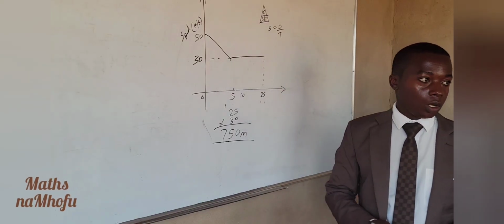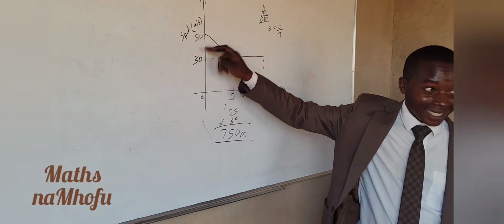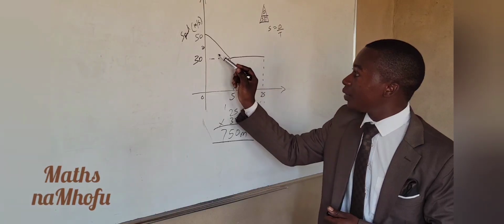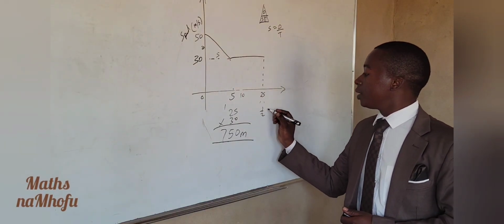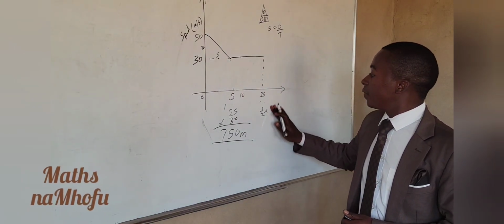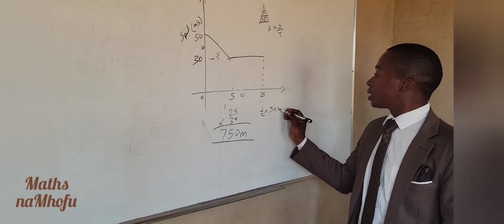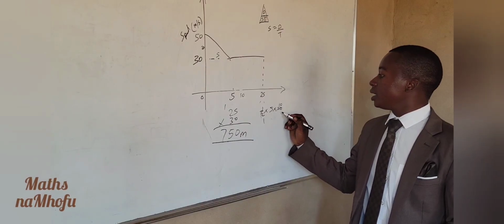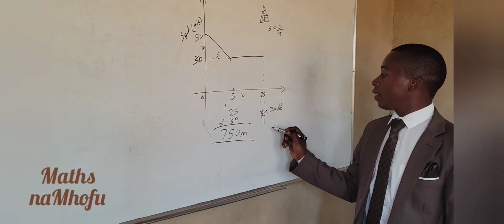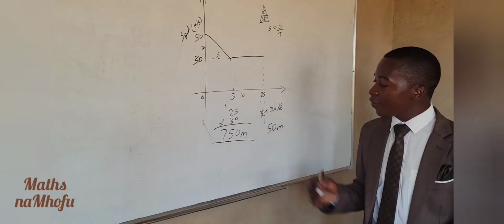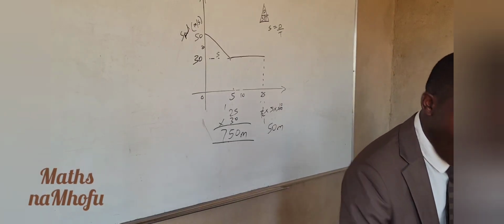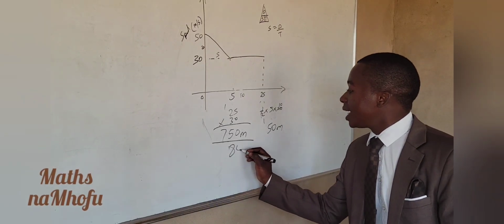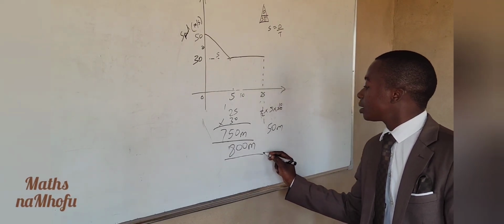Then the triangle. 50 minus 30 gives 20 for this part. So half times the base, 5, times the perpendicular height, 20. Half of 20 is 10, and 5 times 10 is 50. So 50 meters. Then 750 meters plus 50 meters gives 800. So the final answer is 800 meters.